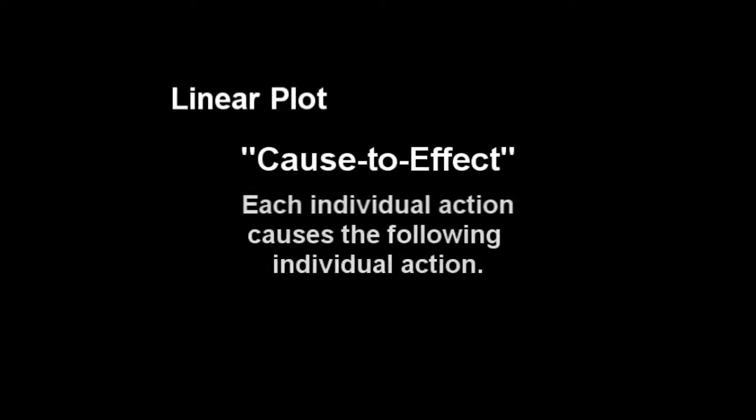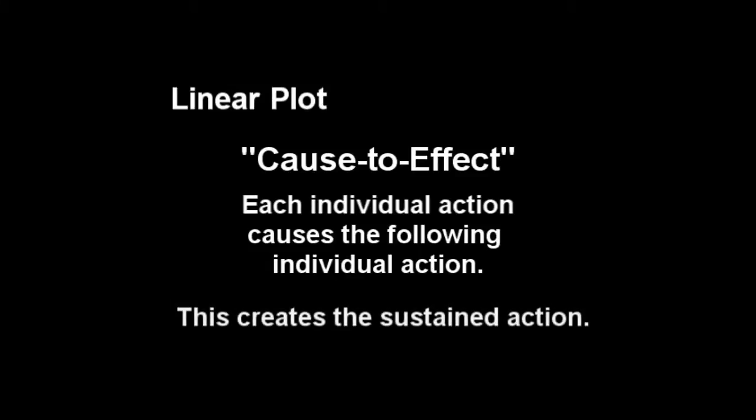A linear plot can be described by its root word, line. The action of a linear plot tends to move in a straight line. The actions in a linear plot can be said to have a cause-to-effect relationship. In other words, one individual action seems to cause the next individual action. The sustained action is clearly the effect of these series of events.